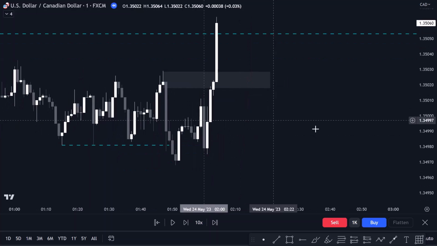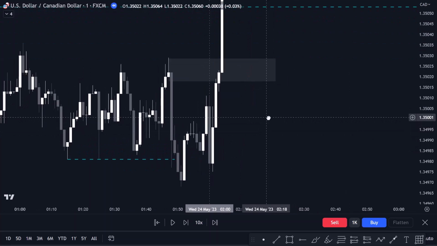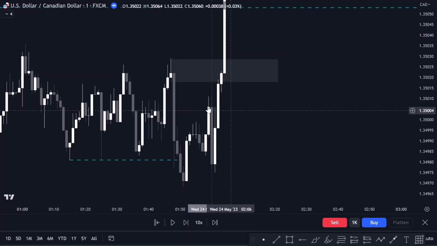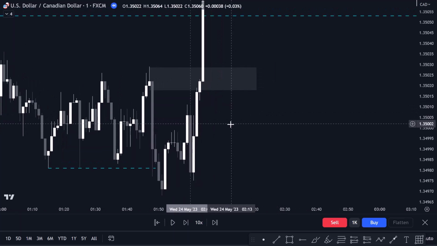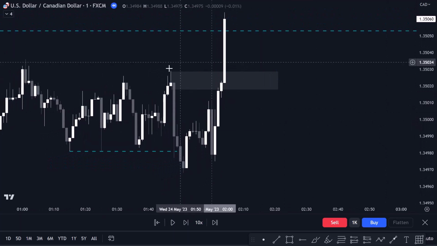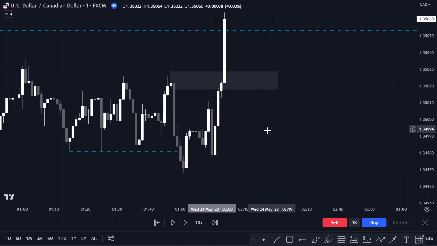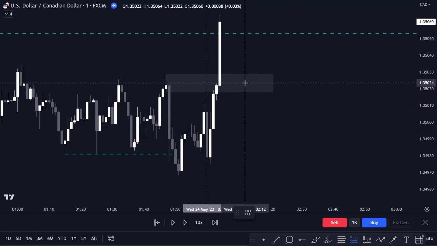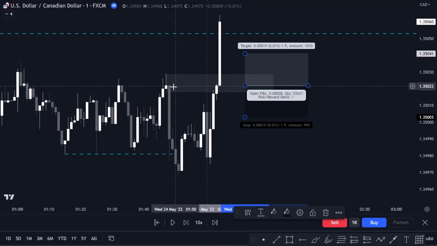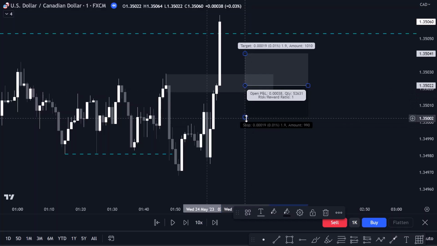As I always say in my videos, overlapping PD arrays are the strongest. Even though I have a fair value gap here, there is a potential price will come down to fill this fair value gap, but the high probability setup is to come into this breaker block with a fair value gap. So I would go long at the 50% or just at the body of the breaker block and almost below 50% of fair value gap.